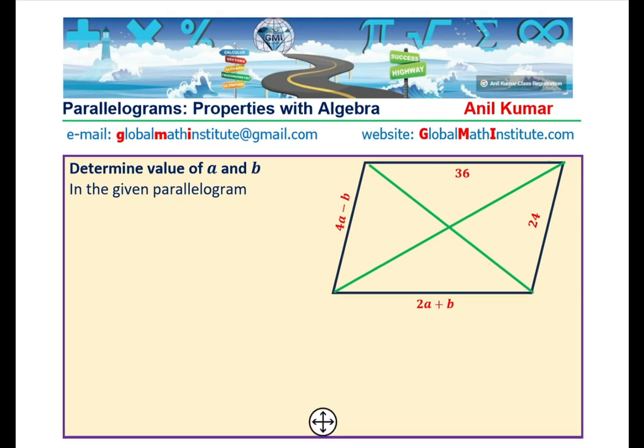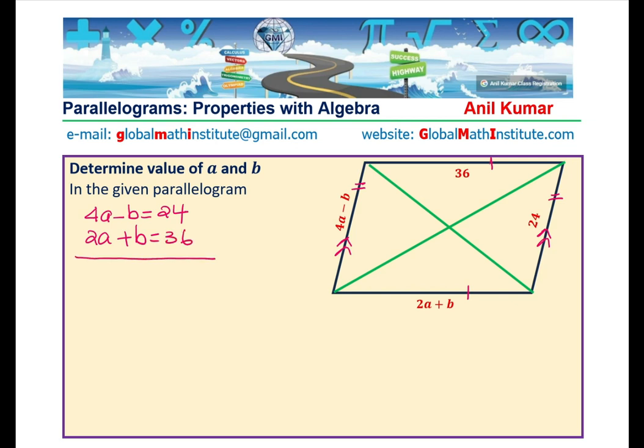Now, let's take one more example, which is right here for you. Once again, we have a parallelogram given to us. So these sides are parallel and also equal, correct? Similarly, the other sides are also equal. We need to find the values of a and b in the given parallelogram. So let's write down the equations we have. We have 4a minus b equal to the opposite side of 24, and 2a plus b equal to the opposite side of 36.